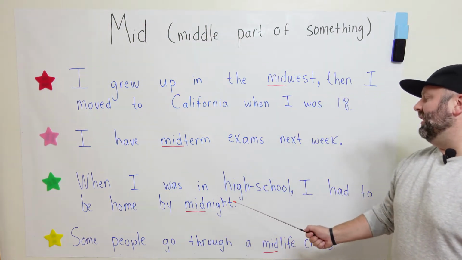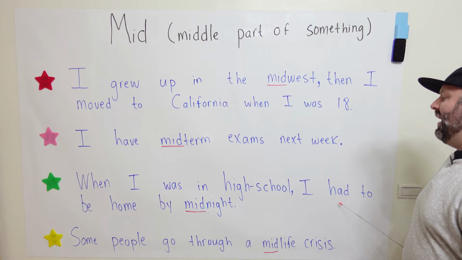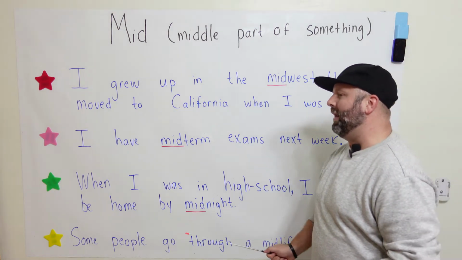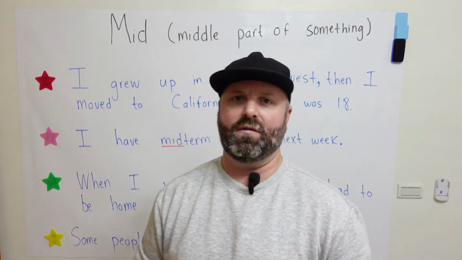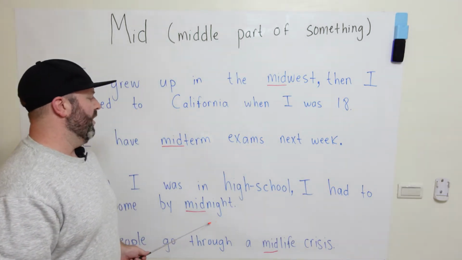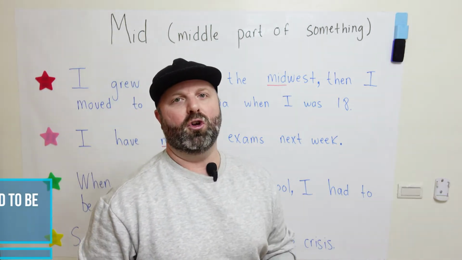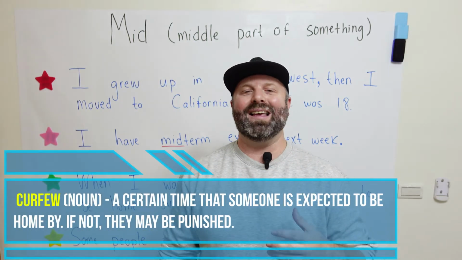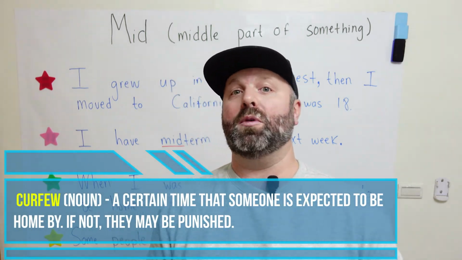When I was in high school, I had to be home by midnight, okay? Midnight is obviously 12 a.m. So this would be an example of a curfew. A curfew is a time that you need to be home by.